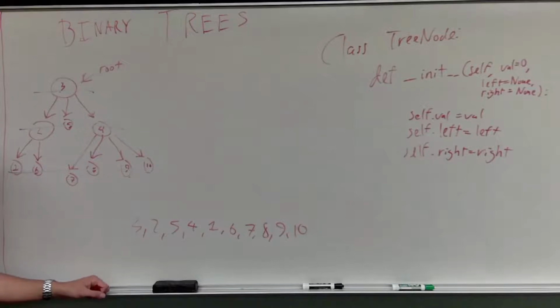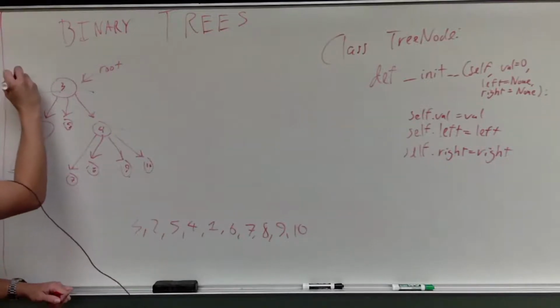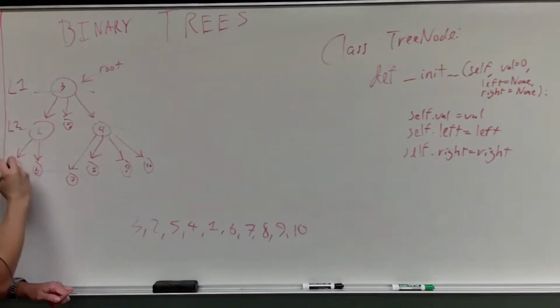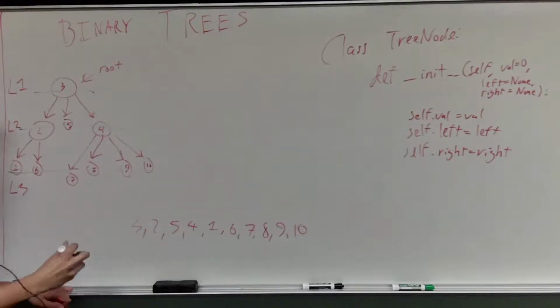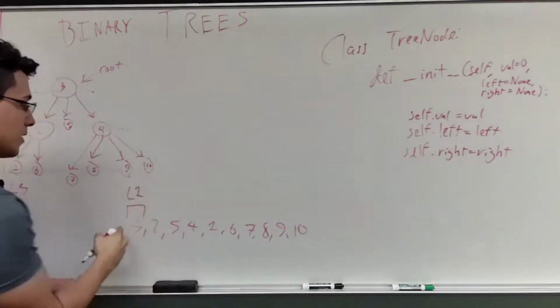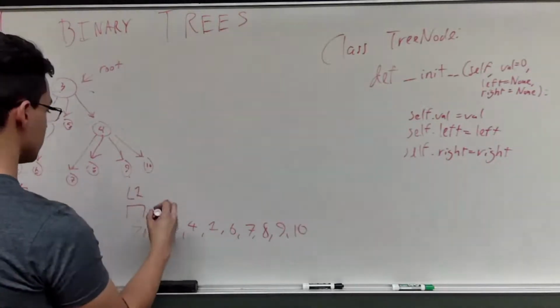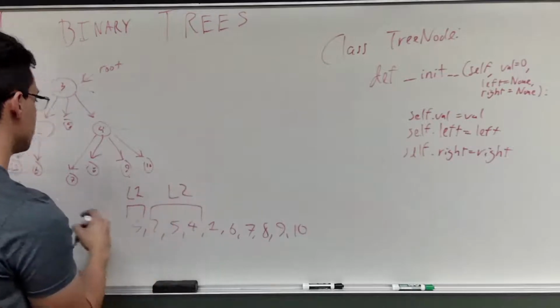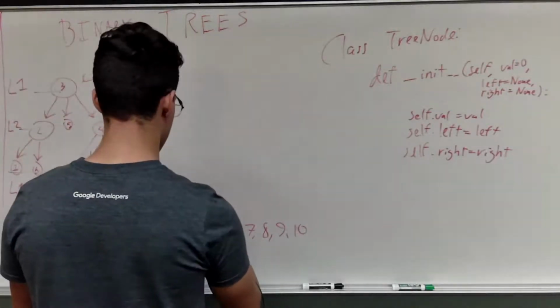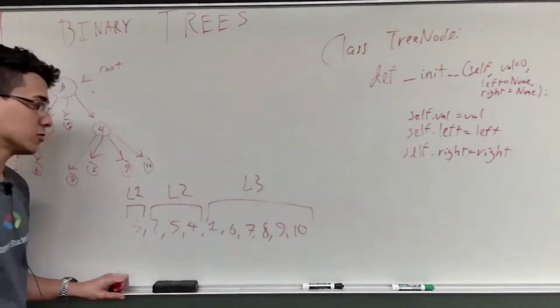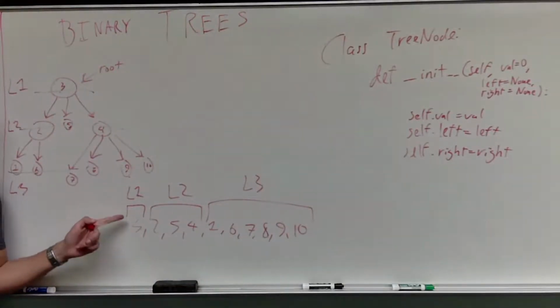So what was the key thing that happened? Left to right. Root, left to right. So I'm going to call this L1, L2, L3 is all this. L1 is just this one. L2, and then L3. So they're ordered by their levels, right?